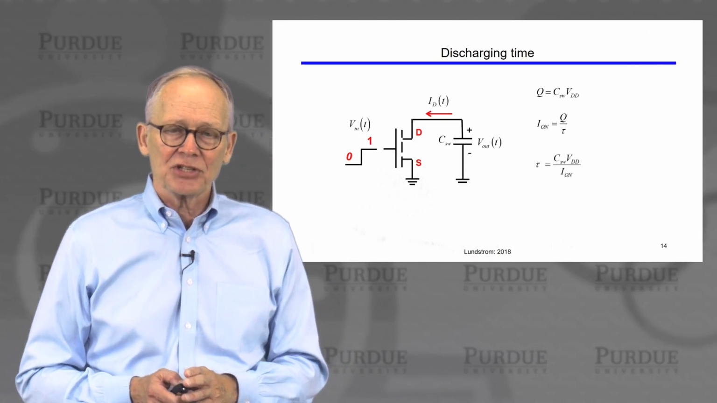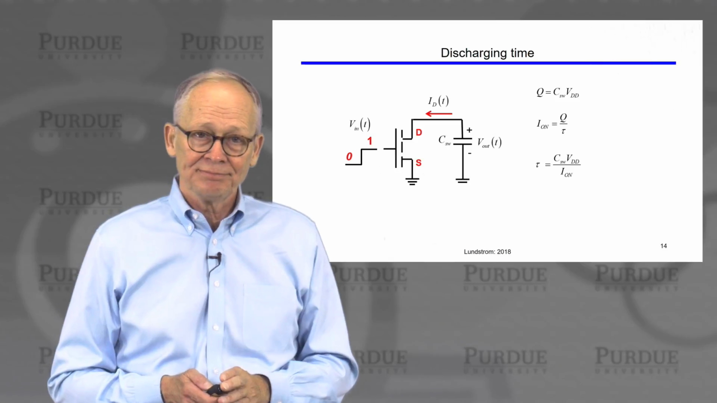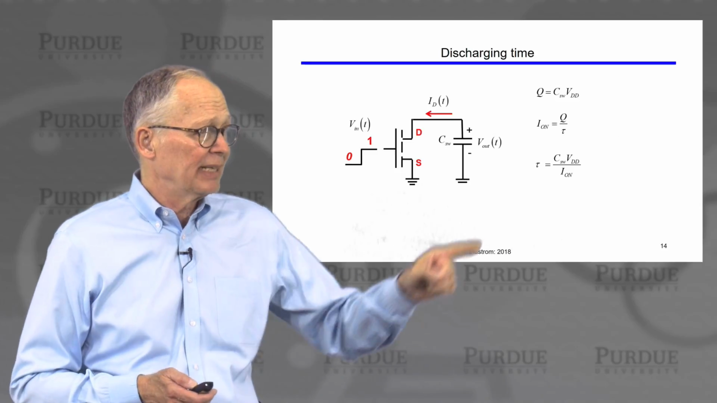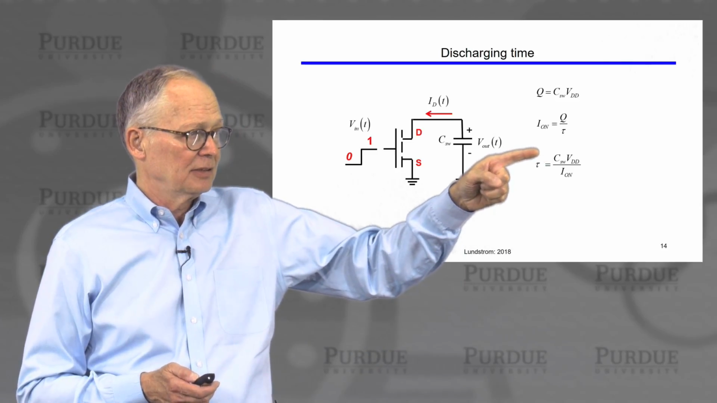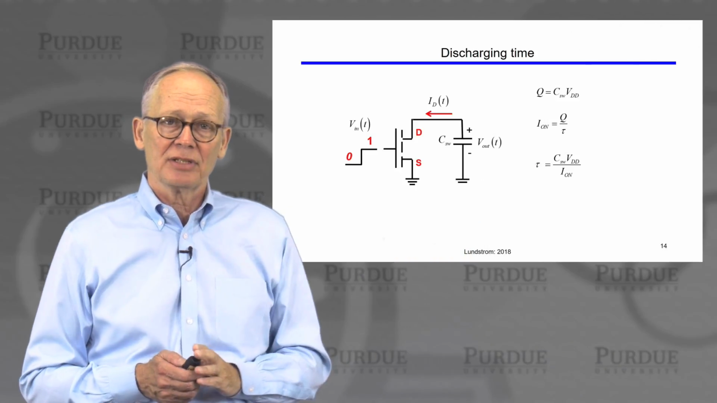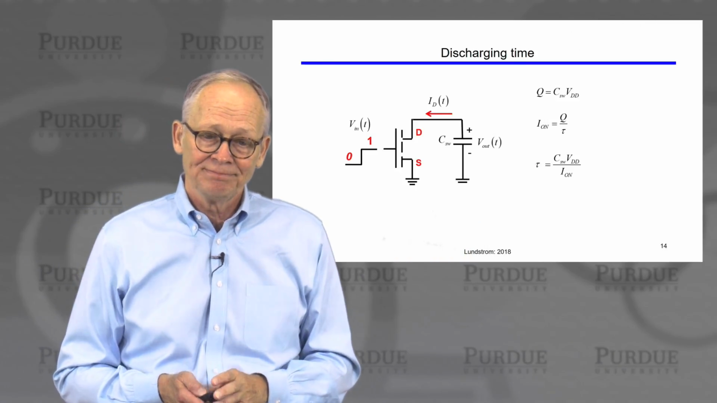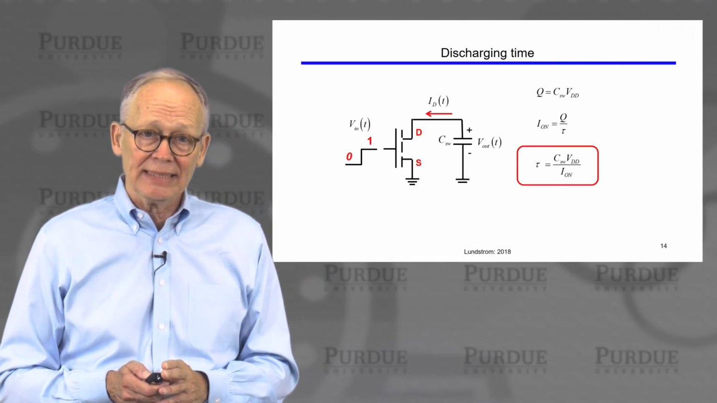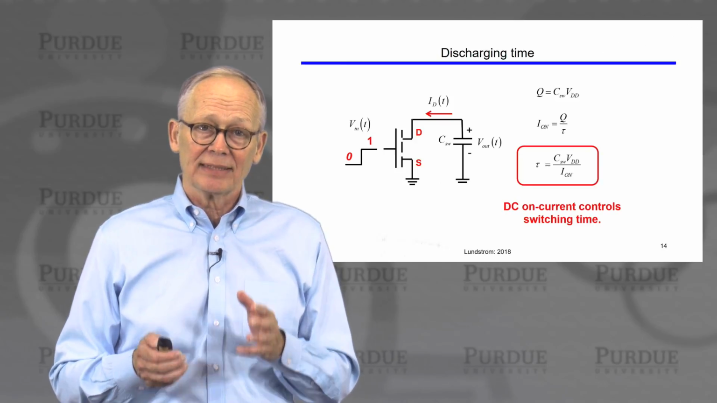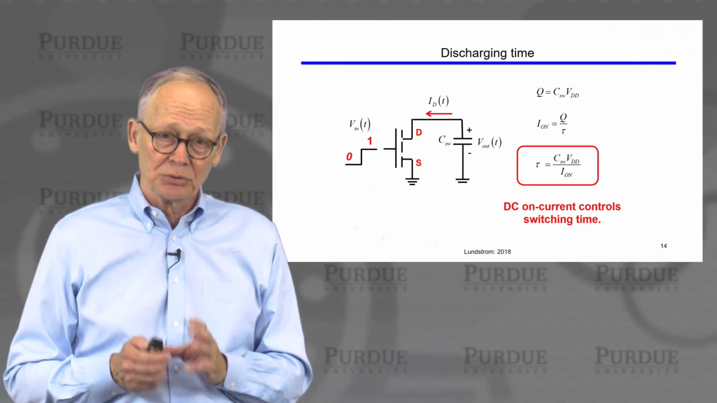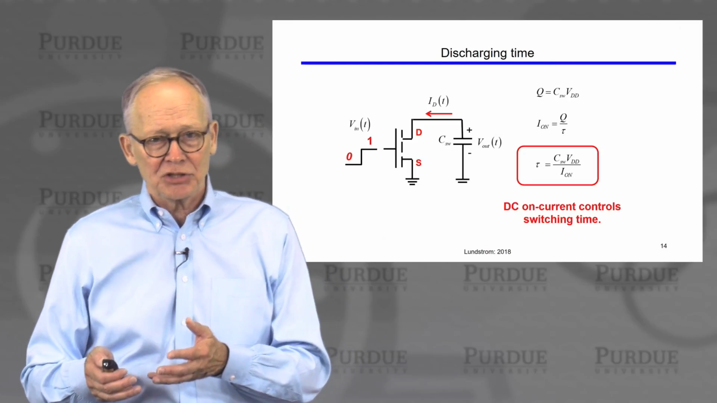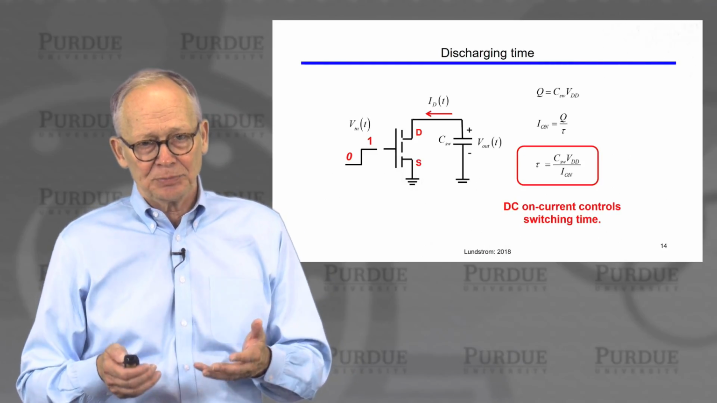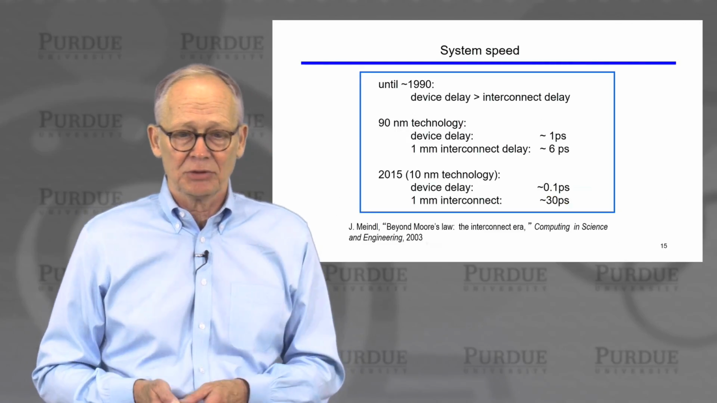We also know that the definition of current is charge divided by time. So these two relations we can solve and find the time it takes to pull the charge out of that capacitor is just C, the switching capacitance, times the power supply voltage divided by the on current that flows through the transistor. That's a very important relation because it tells us what controls the speed of the circuit. The speed depends on the DC on current that flows through the transistor. And the same thing happens during the charging cycle. When the capacitor is charging, it'll charge through the PMOS, and the speed of the charging process will depend on the on current of the PMOS.